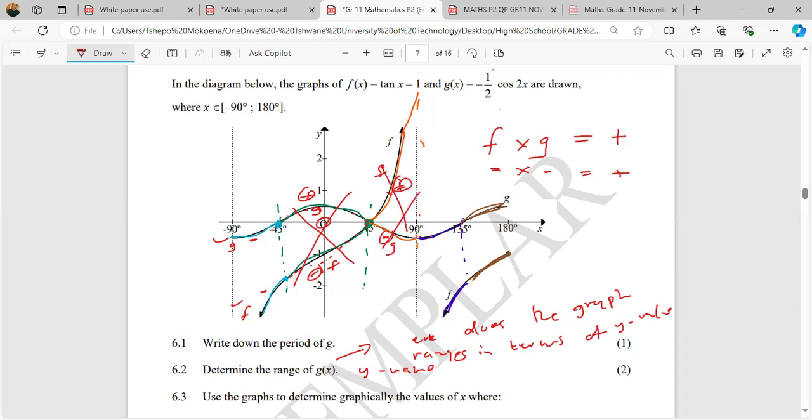Now we look at the purple part. The purple part, it's a graph of what? G. The graph of G here, it is negative. The graph of F here, it is also negative. So when I take the graph of F, I multiply it to the graph of G. Negative by negative at this point, at the purple part, what am I going to get? I'm going to get the positive. You get my point? So that means this is the correct solution.